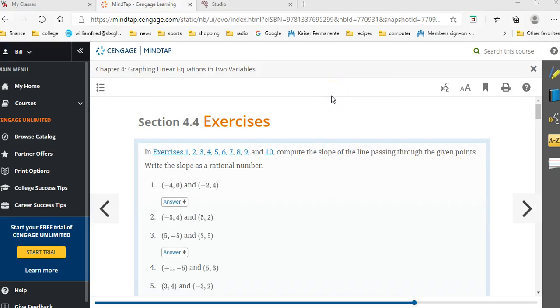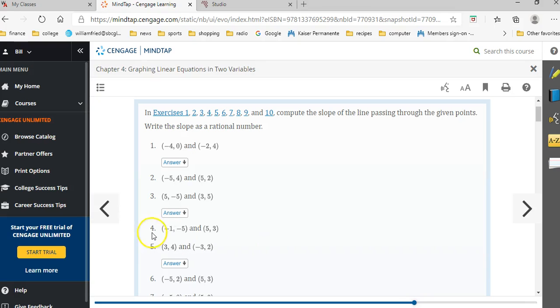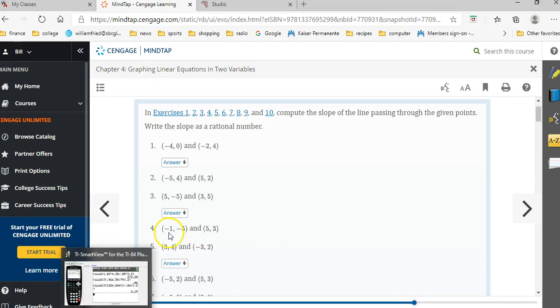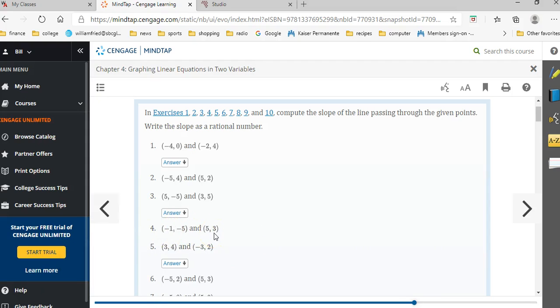I'm going to do a couple of examples of using the TI-84 calculator to calculate the slope, which is in section 4.4 of our homework. So I'm going to take this first group. They say write the slope as a rational number. I'm going to take example 4 here. And on the calculator, remember the slope is the difference in y values divided by the difference in x values.